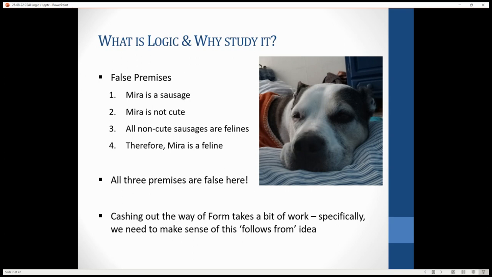What's really neat is it doesn't matter that all 4 of them are false. What matters is that there seems to be a kind of connection. Were 1, 2, and 3 true, then 4 would be true. So we're starting to cash out this idea of follows from. Here's one way we might do it. We've already seen that content can be funny. Let's think about form now.